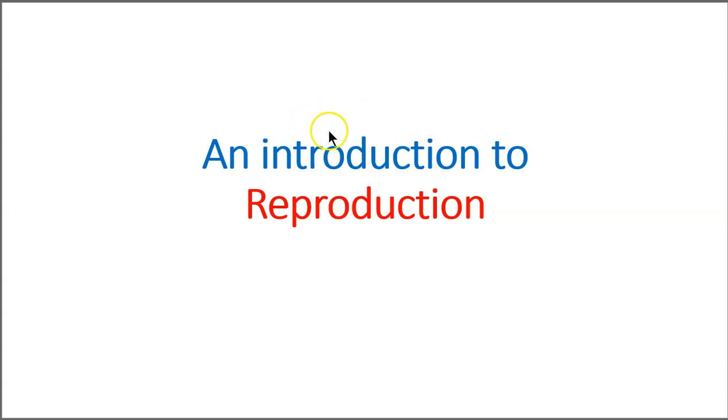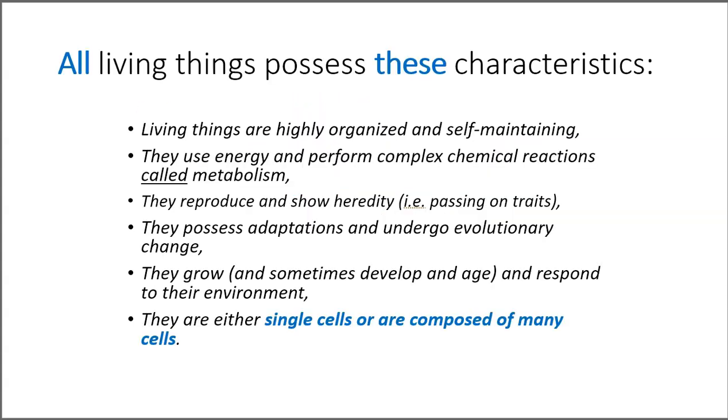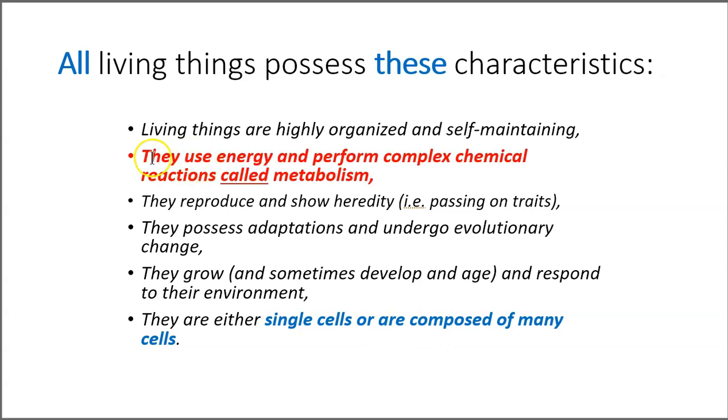In this lesson, we're going to do an introduction to reproduction. Now, in past lessons, we've learned that all living things possess these characteristics. You must have all of these characteristics to be considered alive. We've certainly seen that life on Earth is cellular. We've also learned that living things use energy and perform complex chemical reactions called metabolism.